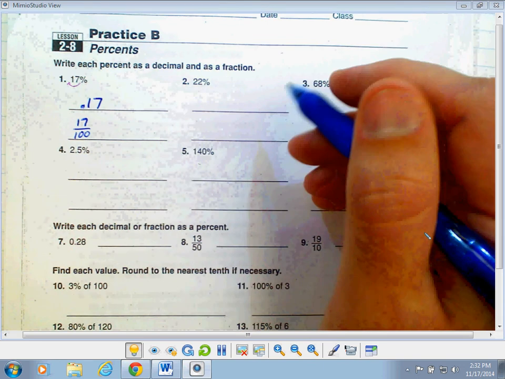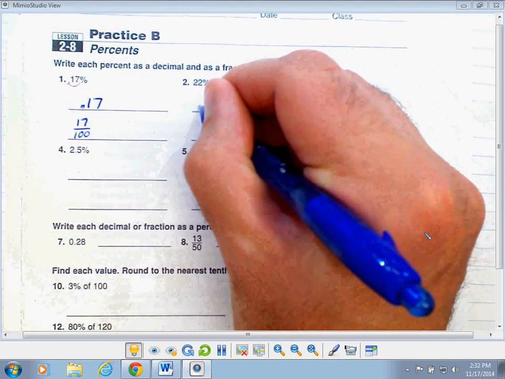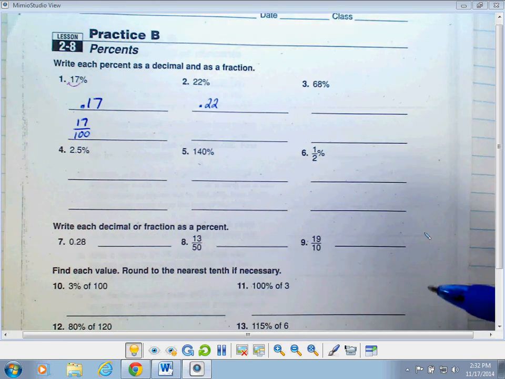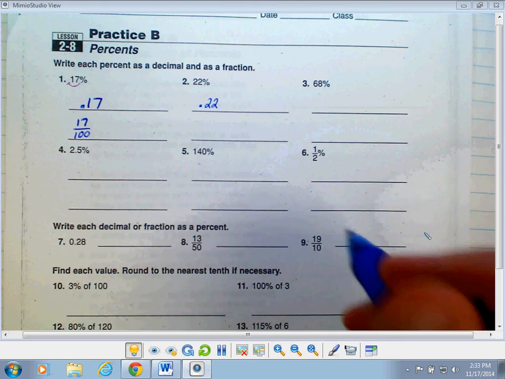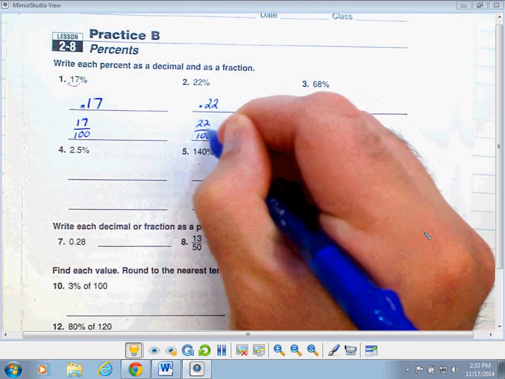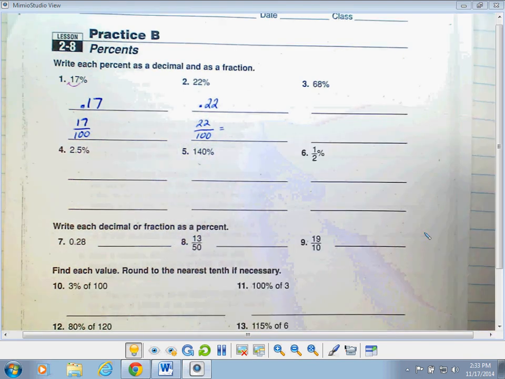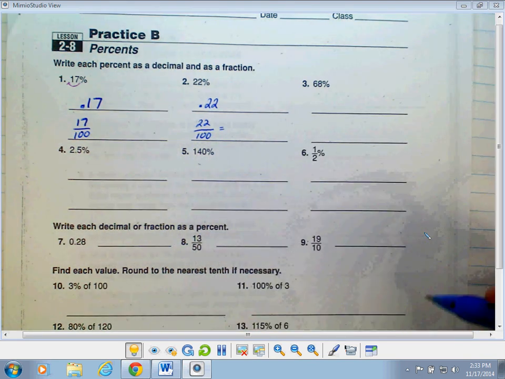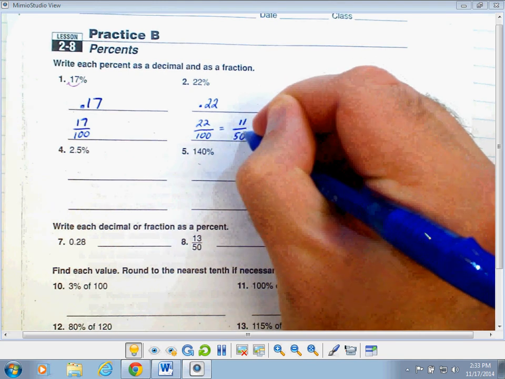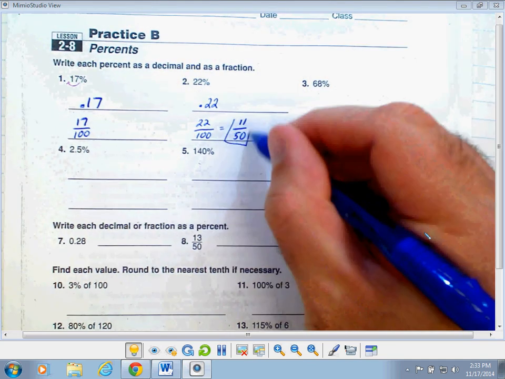Number 2 is very much the same. Again, as a decimal, move it 2 places to the left and it'll be 0.22. For the other part of this, to turn it into a fraction, it would be 22 over 100, and that one actually does reduce at least a little bit. 2 goes into both of those. It goes into the top one 11 times and into the bottom 50. So the final reduced fraction is 11 over 50.